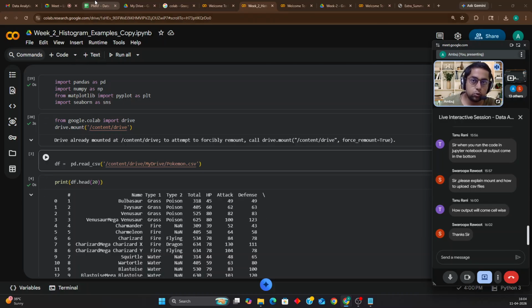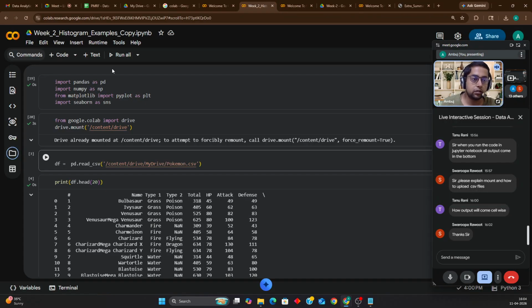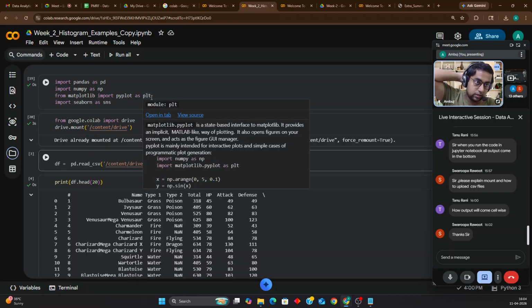Rest, go to Google, type Colab, then just try to run all the cells. So it will be coming cell by cell.